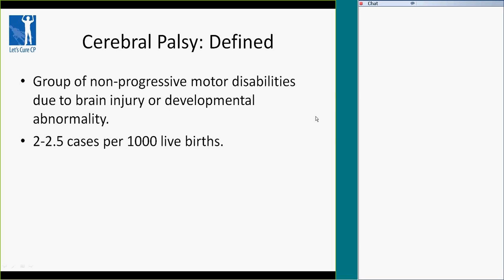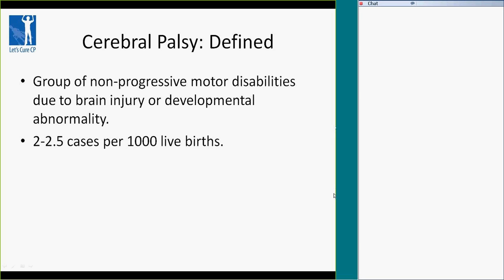First, let's look at cerebral palsy, the actual definition of it. There's actually a group of disabilities associated with cerebral palsy. They're all motor-related, and they're non-progressive, which means that the underlying problem doesn't get worse. However, as was mentioned earlier, a lot of patients with cerebral palsy will also have other disorders as well. But the cerebral palsy itself, the brain damage that is present, does not get worse.